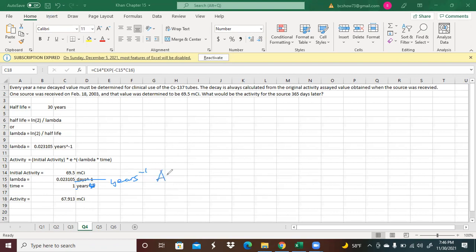So you should end up with the activity equal to 69.5 millicuries times e to the minus 0.023105 years to the minus 1 times 1 year. Those cancel. So you end up with A equal to 69.5 millicuries, e to the minus 0.023105. And if you multiply all of that out, this is what you come up with.